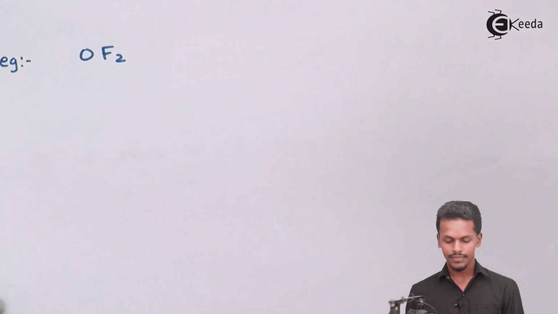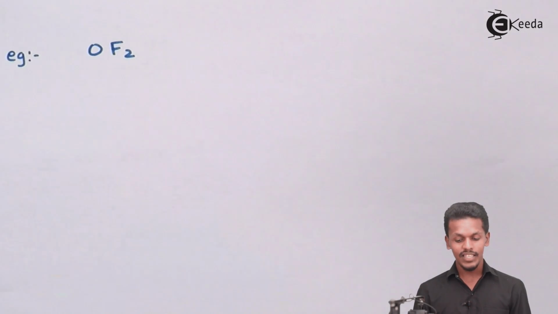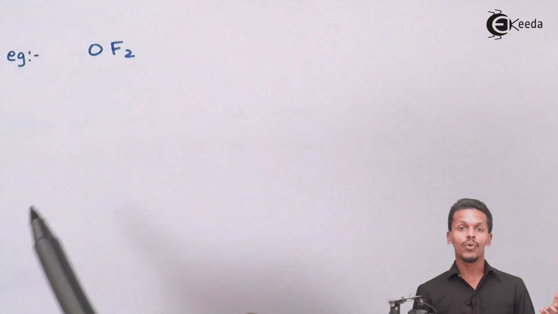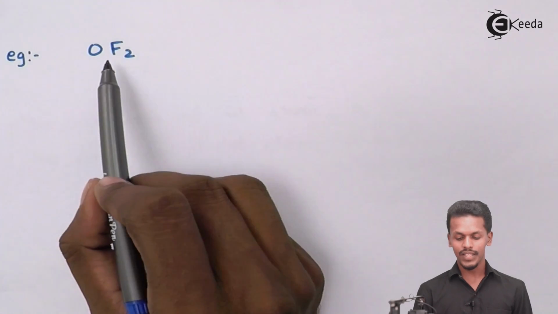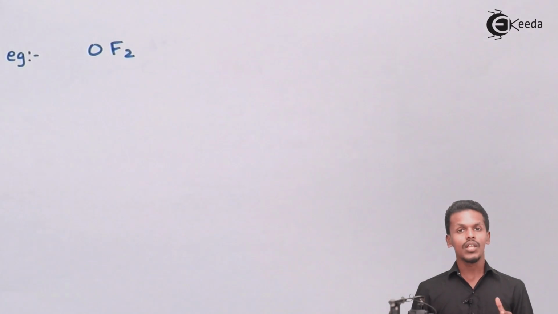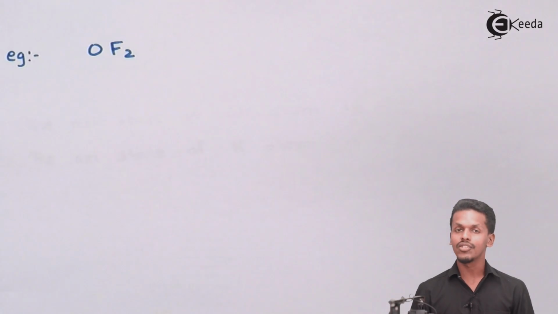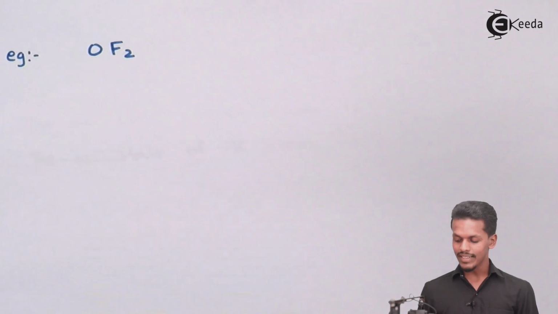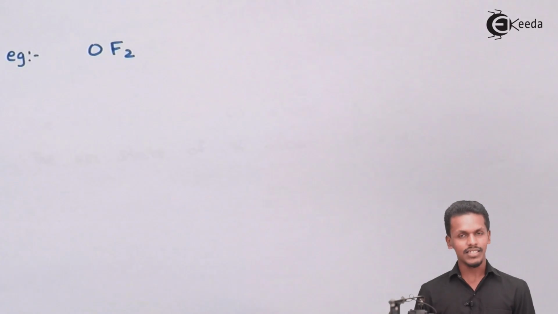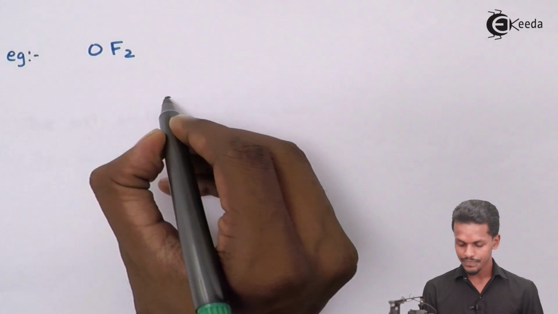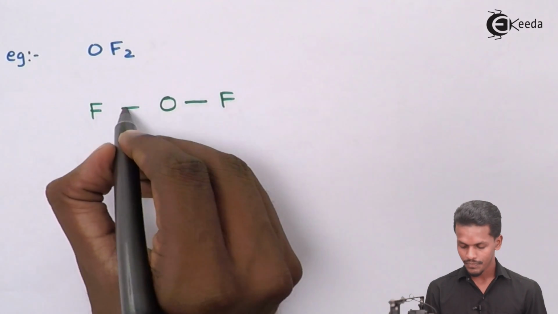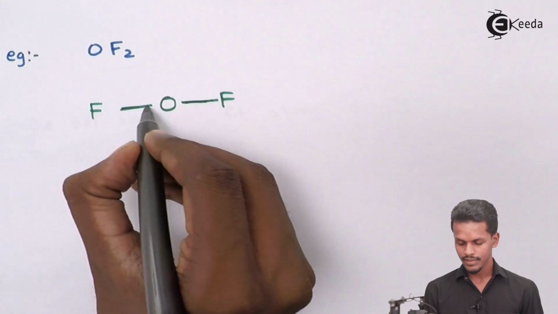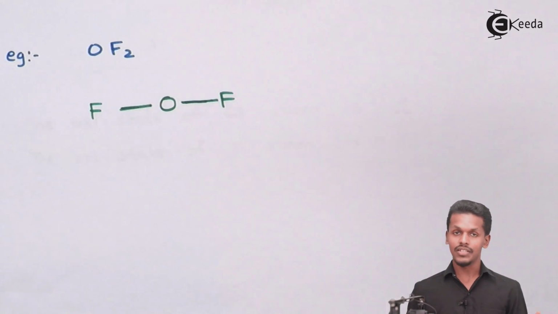For example, consider the molecule oxygen difluoride, OF2. In this case, oxygen is present only 1 time, while fluorine is repeated 2 times. We know that the valency of oxygen is 2, so we could write the molecule in a structural formula in this manner also. It is very easy to represent in a structural formula.